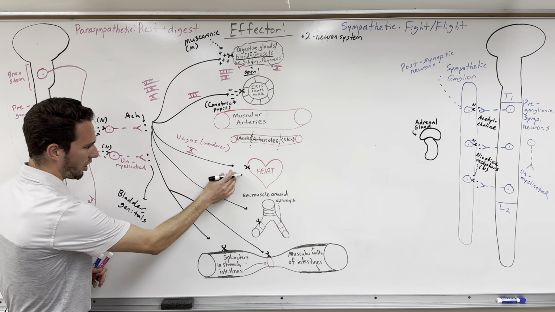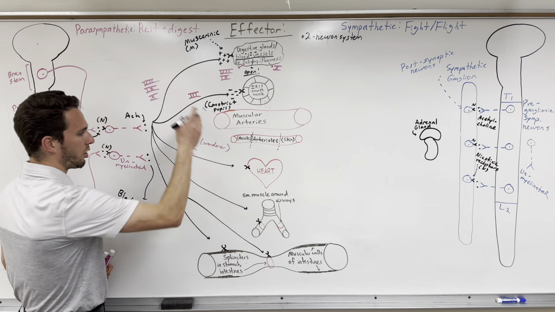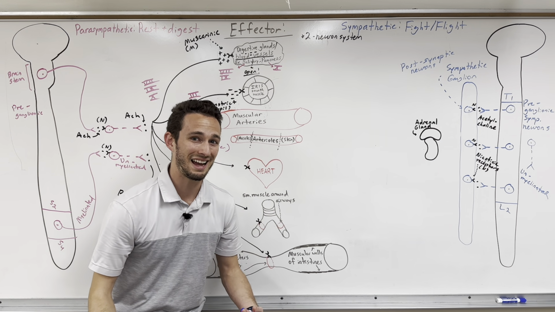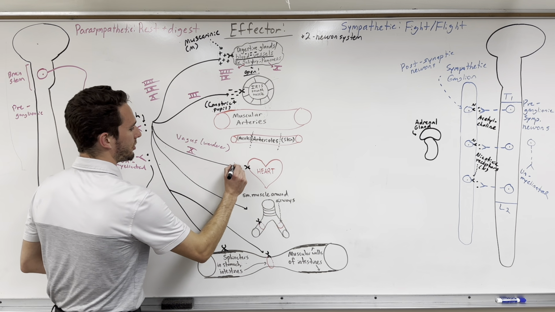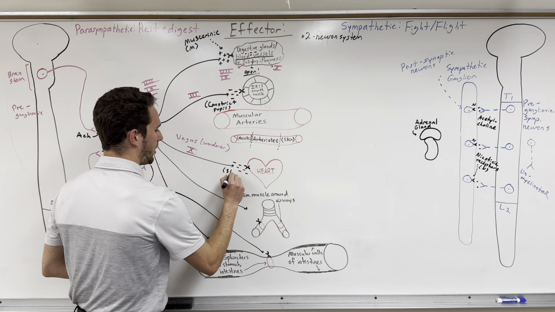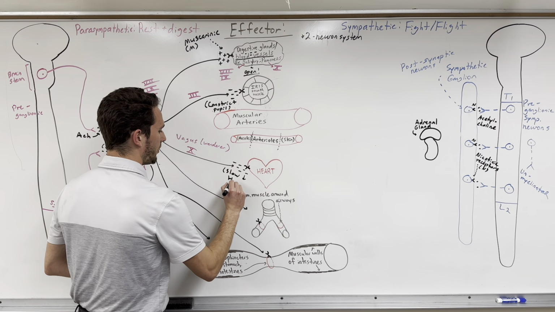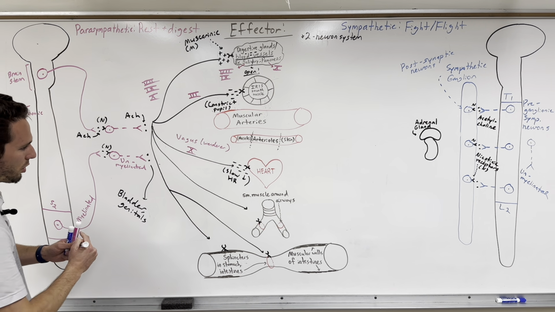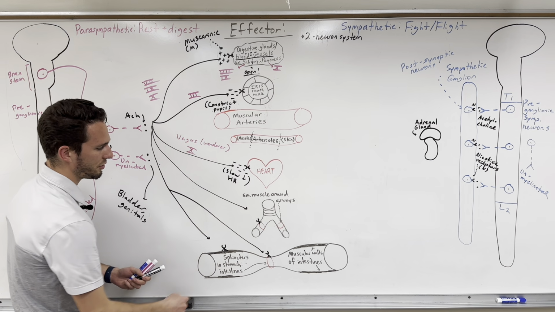So when we talk to the heart with acetylcholine once again, we're resting, right? What do you want to do to the heart when you're relaxing? You want it to slow down. So I'm going to write some minuses here because we're going to slow down the heart rate. Slow down the heart rate because you're at rest, okay? You're chilling out.